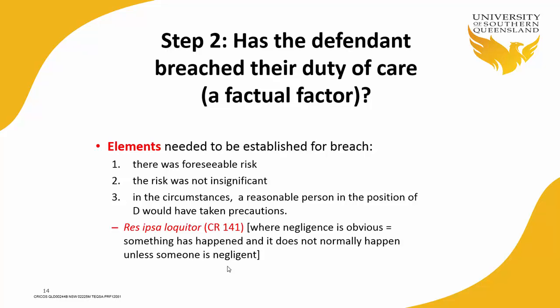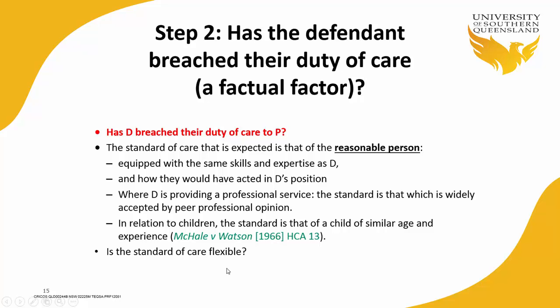Alright, let's then move on. Again, this is the analytical structure we've just been discussing in relation to breach of duty. The standard of care that's expected is that of the reasonable person. When you talk about the breach, you have to establish the standard of care that is required of the defendant in order to establish whether the defendant has breached the duty of care. If they fall short of the standard of care, they will have breached the duty. So how do you establish the standard of care? This is a flexible standard, so it changes from person to person, from circumstance to circumstance.